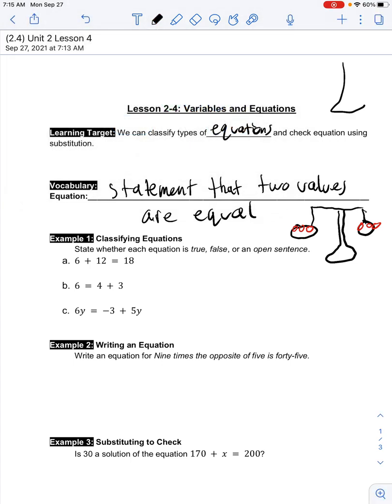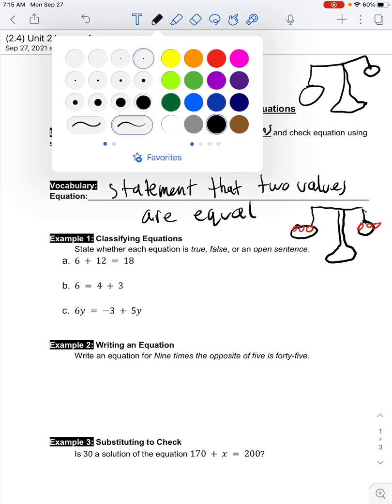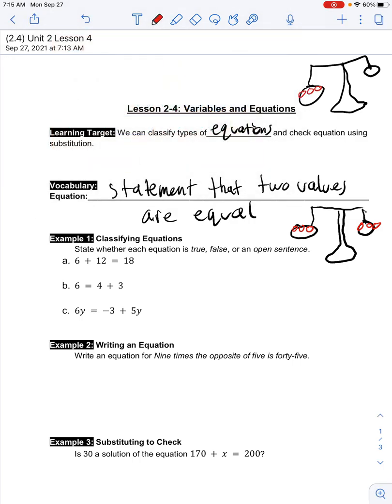So again, if I were to draw my scale like this, but I had way more rocks on one side than I did on the other side, it wouldn't be balanced, okay? One side would be heavier than the other side. This would not be equal, okay? This right here is equal because it's balanced.